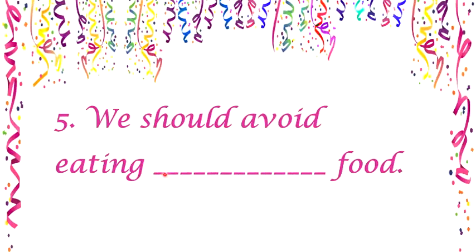Next we have we should avoid eating dash food. Now this is very simple and quite obvious. What kind of food should you avoid? Should you avoid fresh food? No. So whatever adjective you put, it should go with your logic as well. Alright, you cannot write we should avoid eating fresh food. That will be wrong. We should not avoid it. Okay. So we can write we should avoid eating junk food. We should avoid eating street food. We should avoid eating oily food. We should avoid eating stale food. Stale means which is not fresh. Okay. Write this.